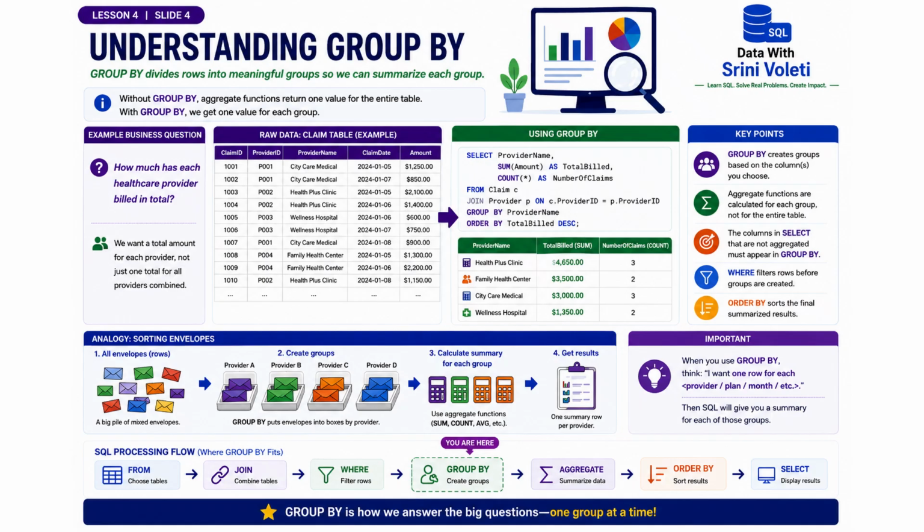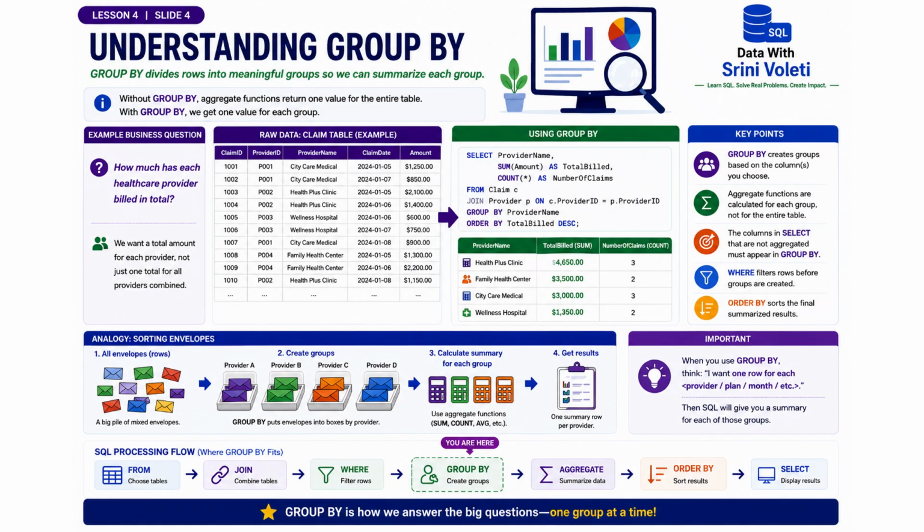Let's begin with our business question. Our manager asks, how much has each healthcare provider billed in total? Notice the word each. That one word completely changes the question. We are no longer looking for one total amount for the entire company. We are looking for one total for every healthcare provider. That is the purpose of group by.